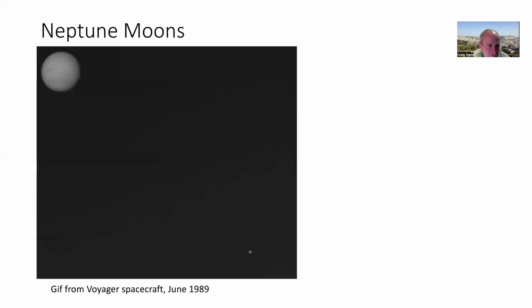So here's a picture of Neptune's moons. Now, this is a great picture of Neptune. It's really a gift that was put together based on images from the Voyager spacecraft way back in June 1989. And down at the bottom right-hand corner, you can see slowly moving up and to the right, that's the moon Triton. You can even tell from the limited quality of the pictures that Triton is not moving in the direction that Neptune is rotating.